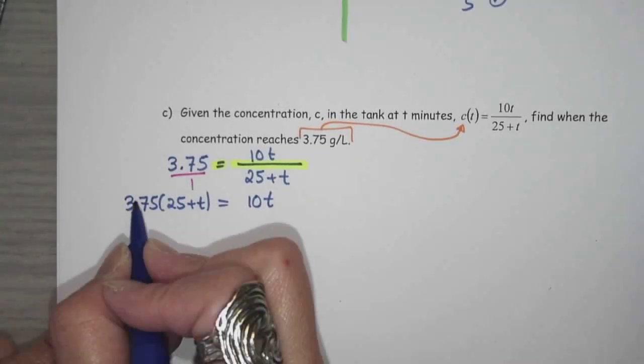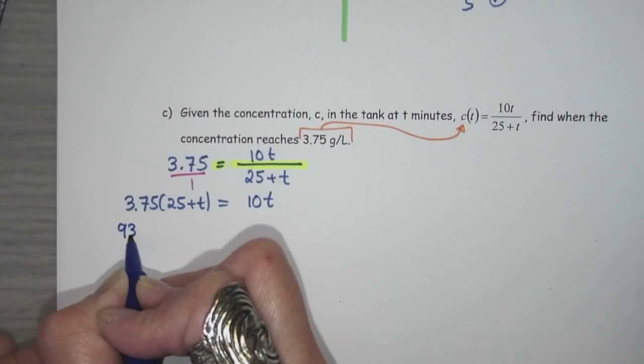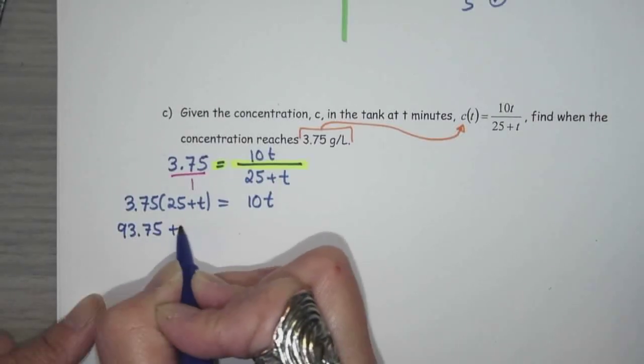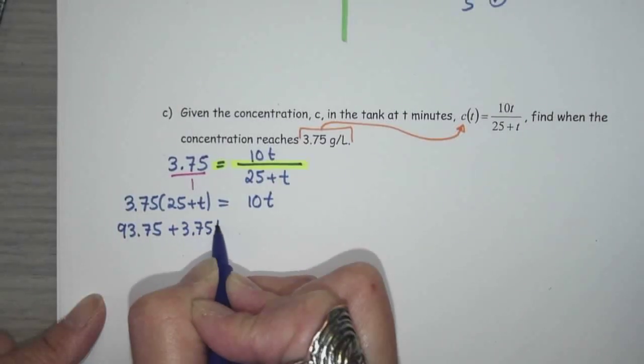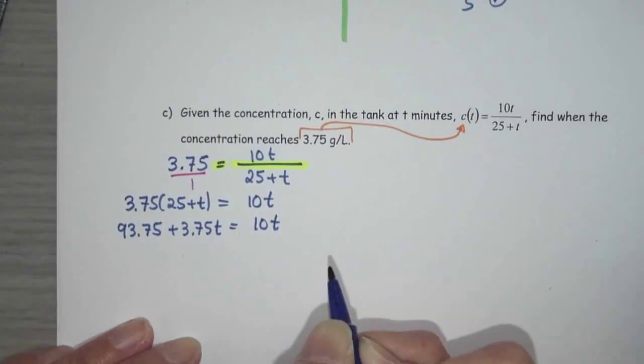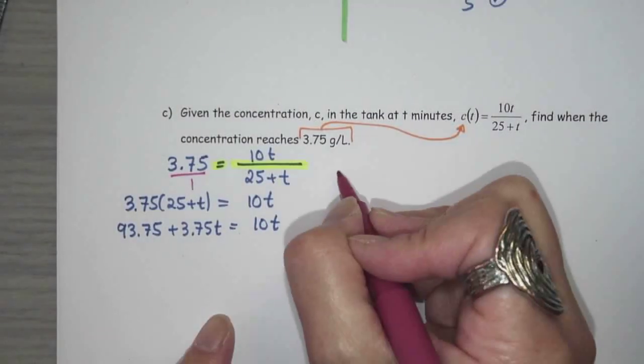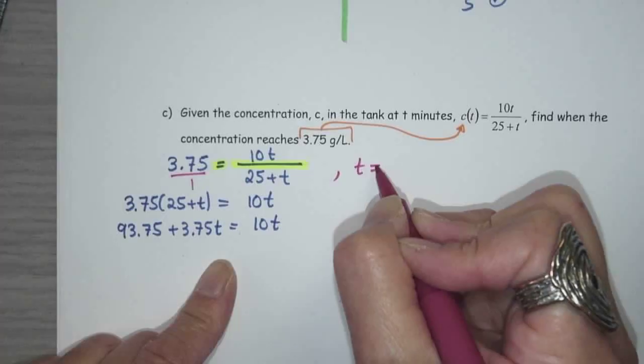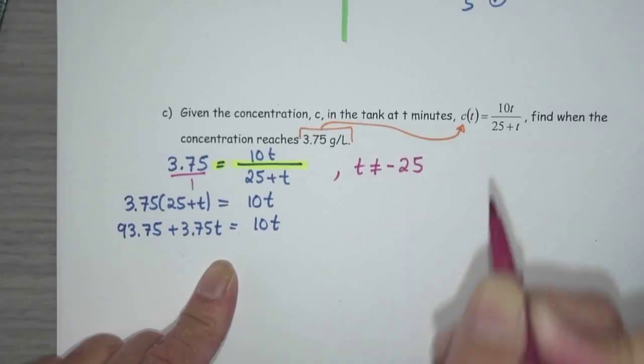Okay, and I'm just going to go ahead and solve. So bring that in. I got 93.75 plus 3.75t equals 10t. Oh, I forgot to do my restriction. So comma, t cannot equal negative 25.